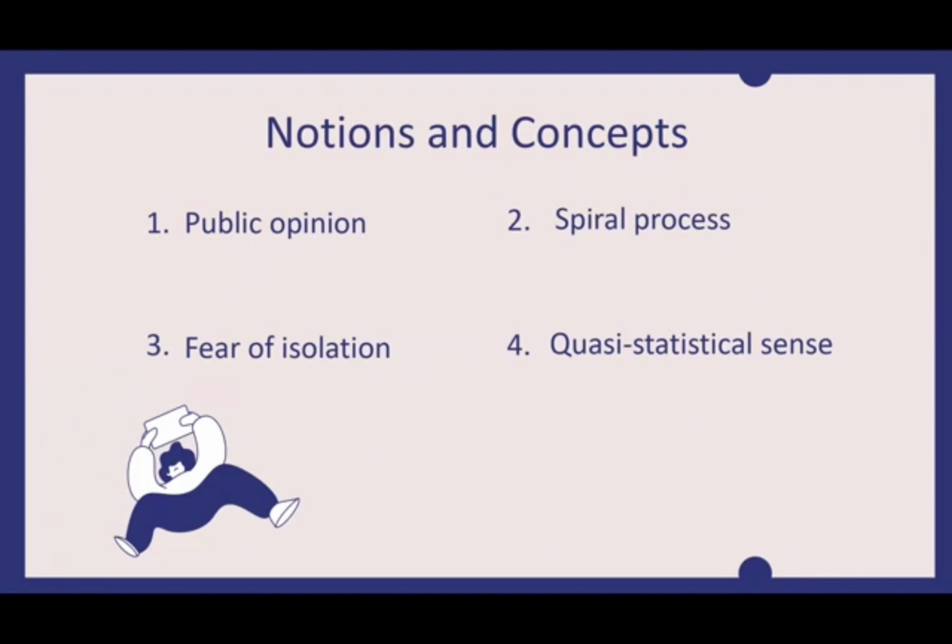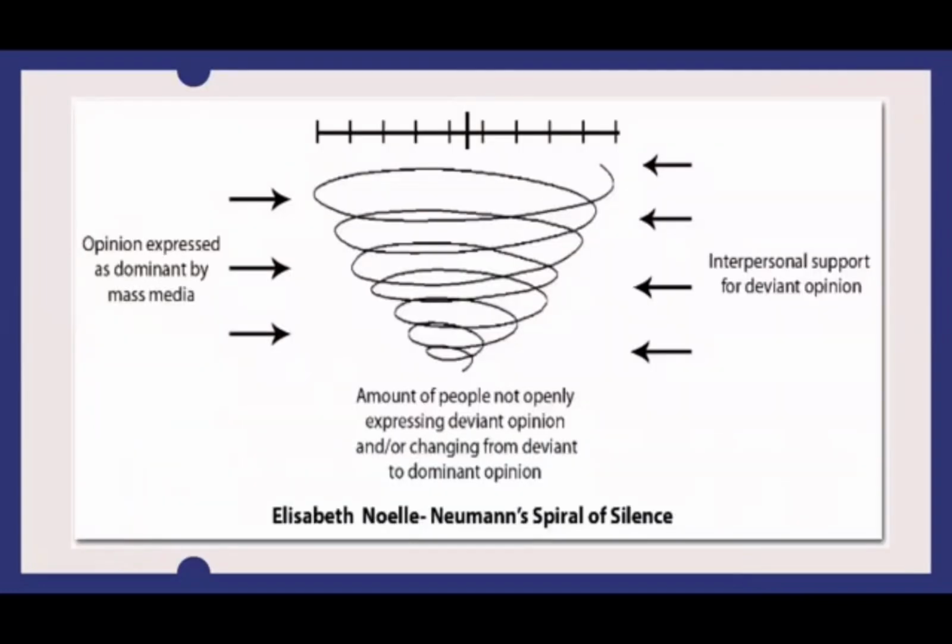The second one is the spiral process. According to the theory, when people form their own opinion based on what they observe in the general public, a spiral process takes place. The third one is fear of isolation. A key idea in the spiral of silence theory is fear of isolation. The fourth one is statistical. And the next page is the detail about how the theory goes on.